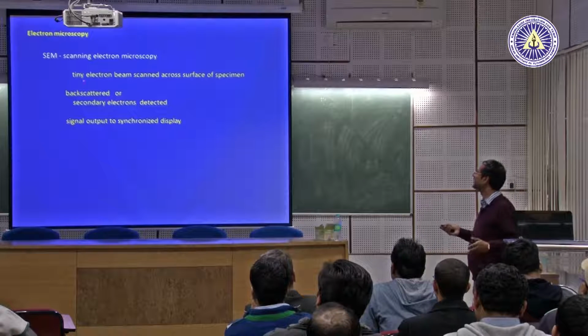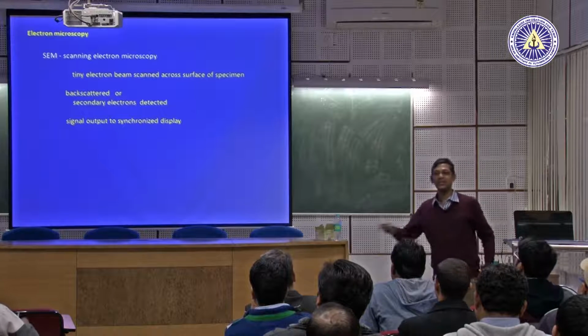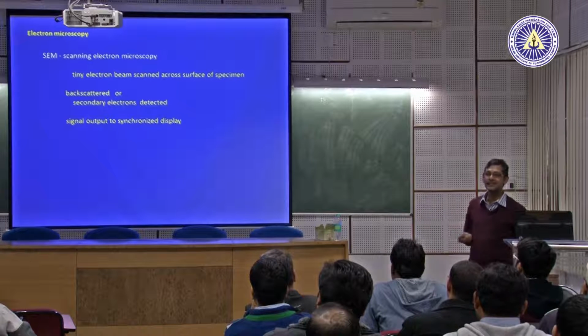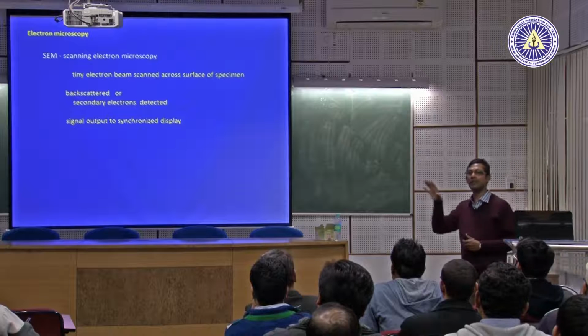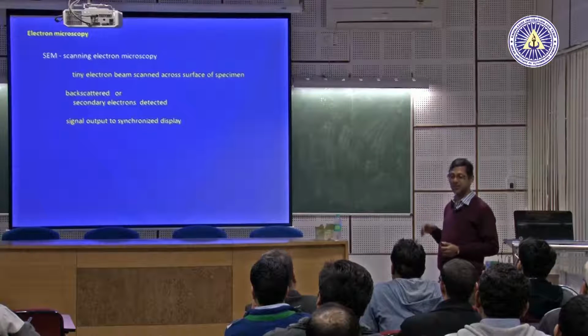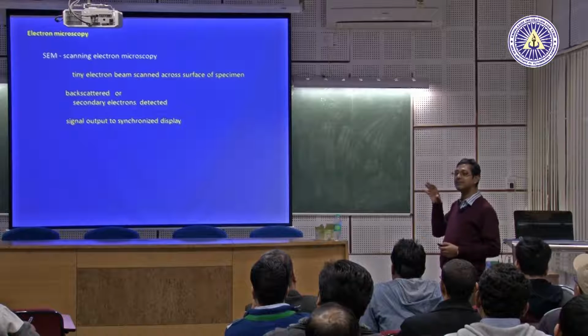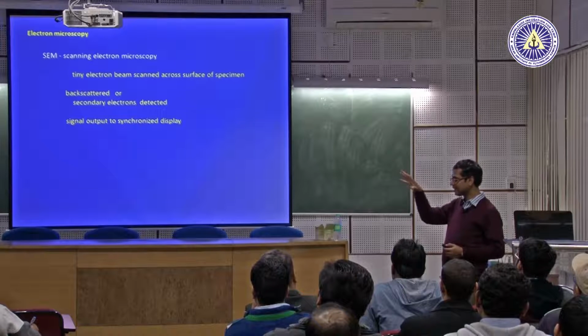First thing, it uses tiny electron beams to scan over the surface. It's just like a television. Television also captures images using a CCD camera. The camera is a charge coupled device, and based on the intensity of the light, you capture the image.